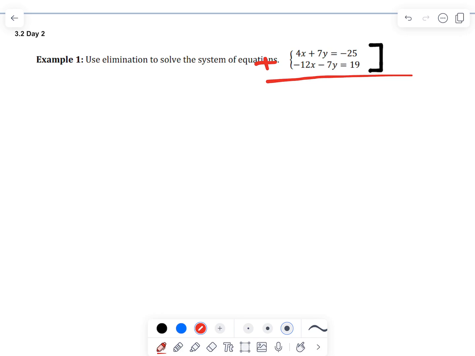So 4 minus 12x is negative 8x. Then when I add positive 7y and negative 7y, they eliminate. That's awesome, so we wanted to eliminate. And then we add the right side of the equation. So negative 25 plus 19 gives you negative 6. So we've eliminated the y variable. Now we just go ahead and solve for x.